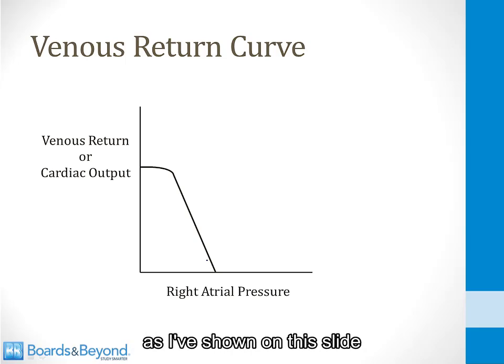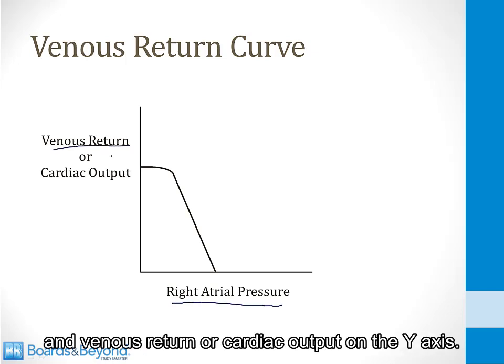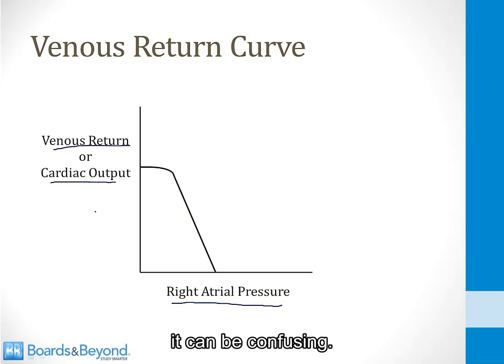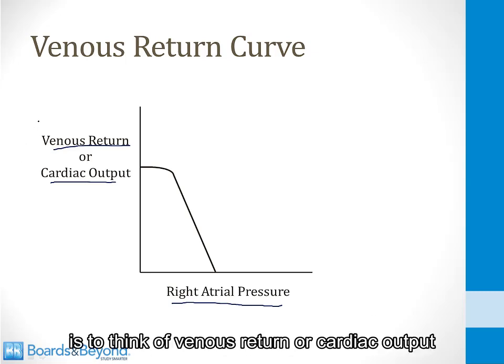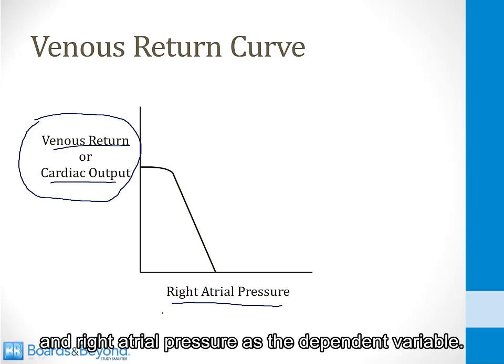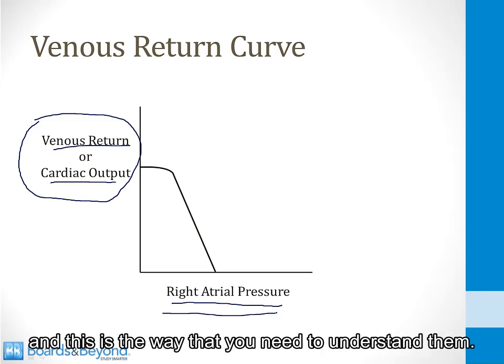Instead, they're usually drawn as I've shown on this slide, with right atrial pressure on the x-axis and venous return or cardiac output on the y-axis. When the curves are drawn this way, it can be confusing. That's because the easiest way to understand these curves is to think of venous return or cardiac output as the independent variable and right atrial pressure as the dependent variable, but nevertheless the curves are usually drawn this way, and this is the way that you need to understand them.